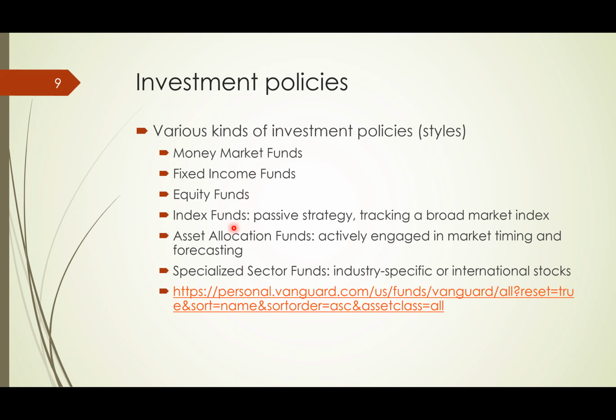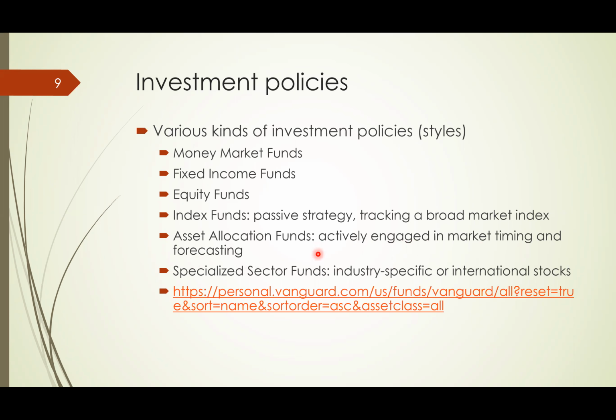Index funds follow a passive strategy and track a broad market index that could be stock, bond, or some other indices. Asset allocation funds are actively managed to engage in market timing by shifting assets from stocks to bonds and back and forth through their forecasting model or through the demand of the investor.